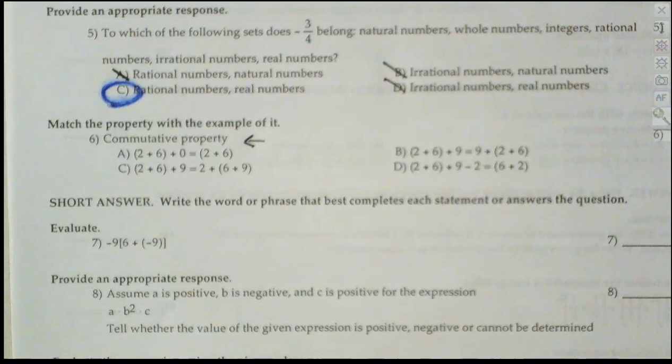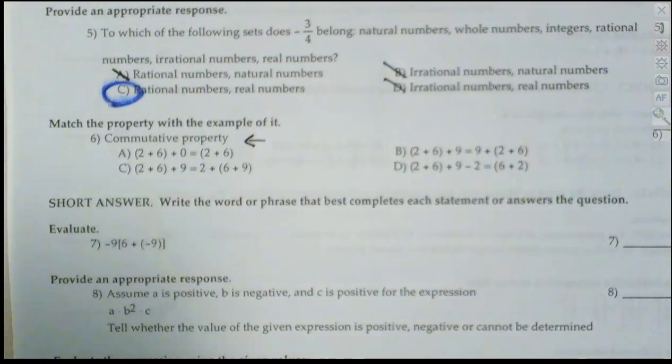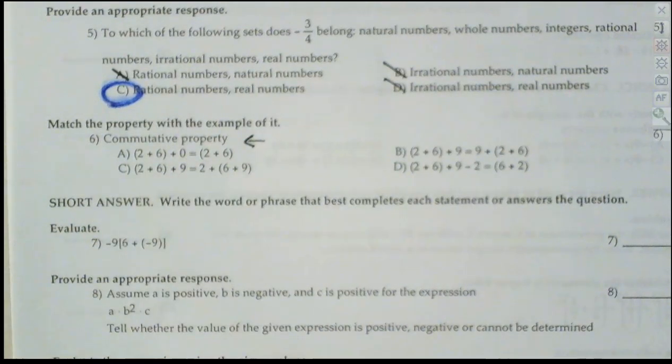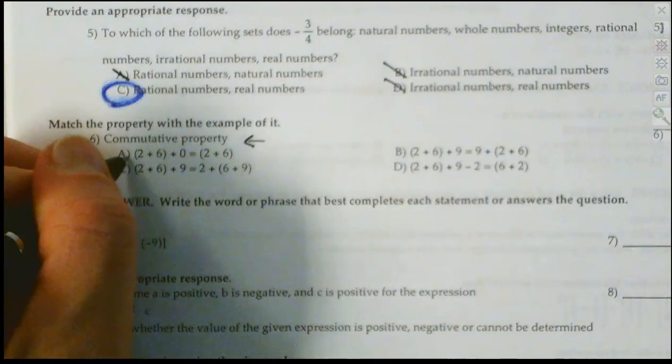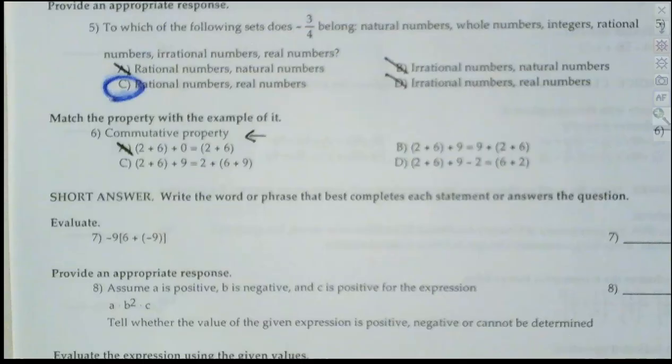So we're going to go through and see which one of these is the commutative property. Well, A doesn't work because A is the identity property. Because when you add 0 to something, it doesn't change it. We didn't change the order at all. So A would be the identity property, and that's not the commutative property. So A doesn't work.